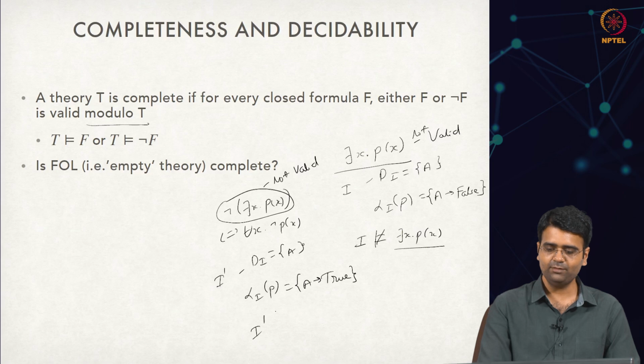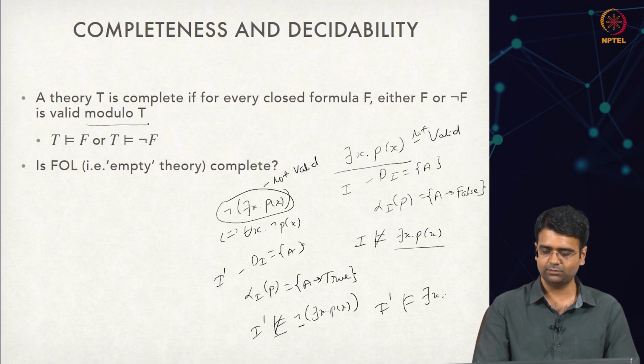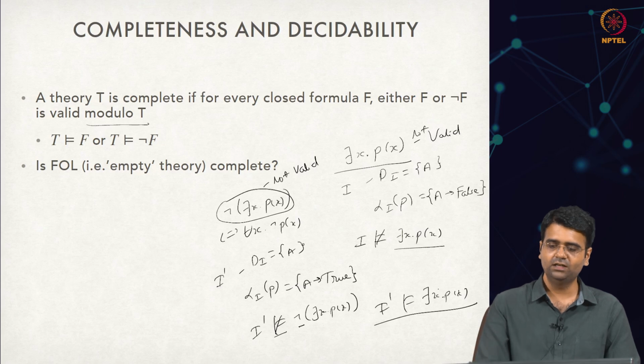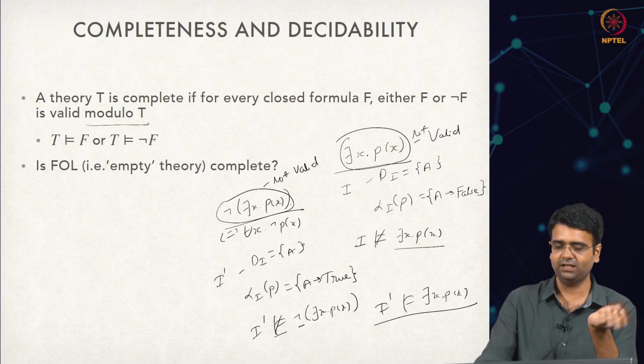So what I claim is that I prime is not a model of not of there exists x P(x), and this is because these two nots will cancel. So essentially I prime is a model of there exists x P(x), and this is true because I can take the assignment of x to be equal to a, in which case P(a) evaluates to true. So the takeaway from this entire exercise is that this formula, there exists x P(x), is not valid under the empty theory, and neither is its negation valid. So FOL, which is the empty theory, is not complete.